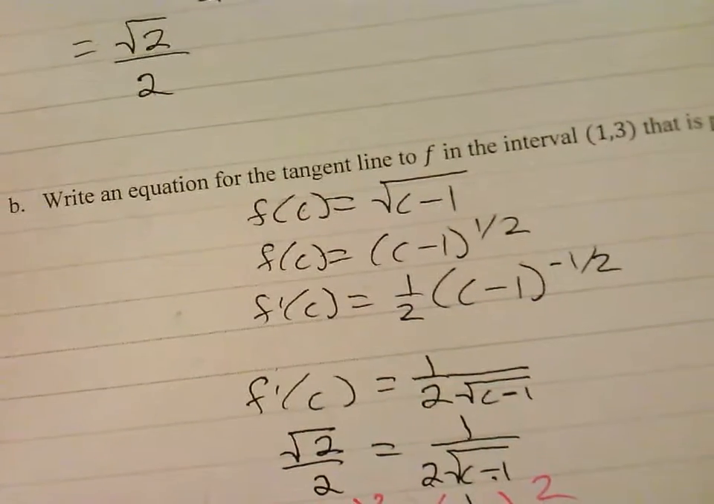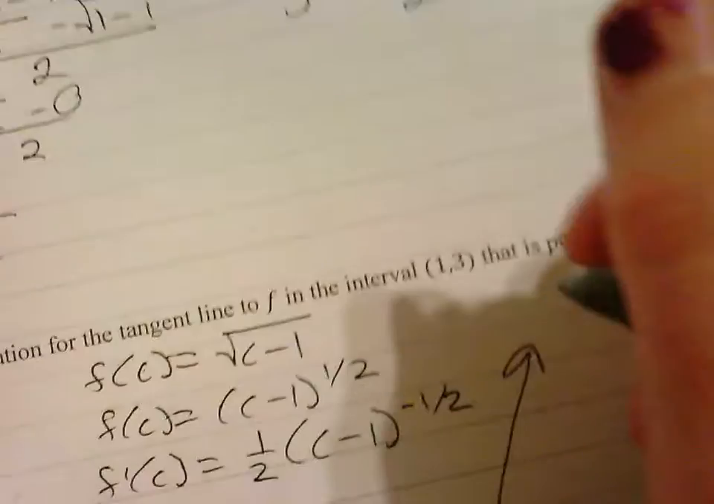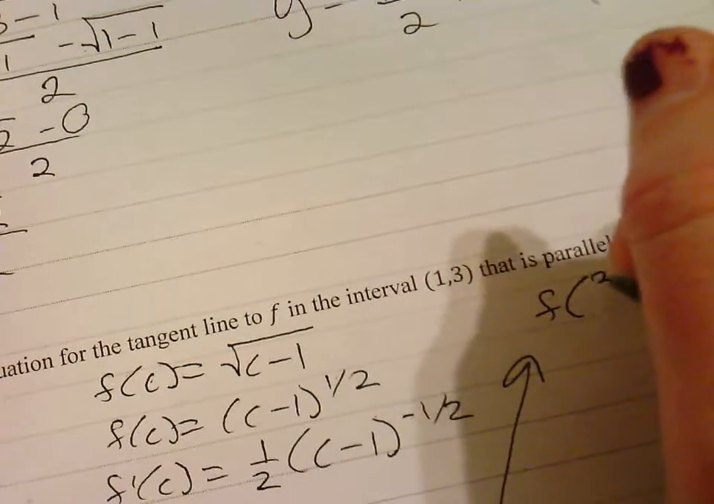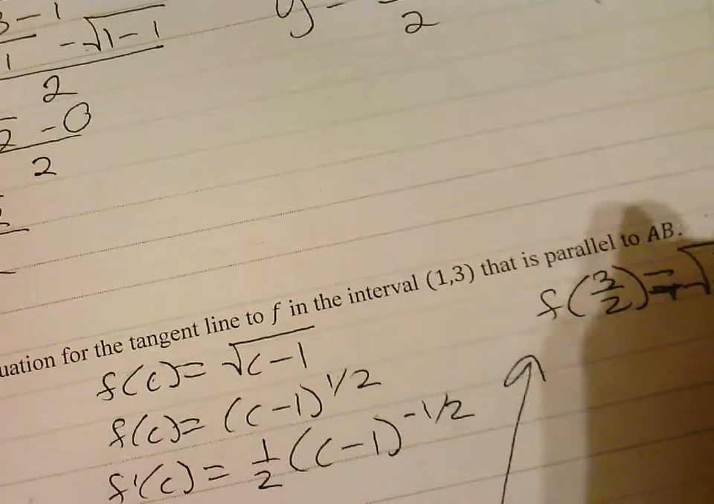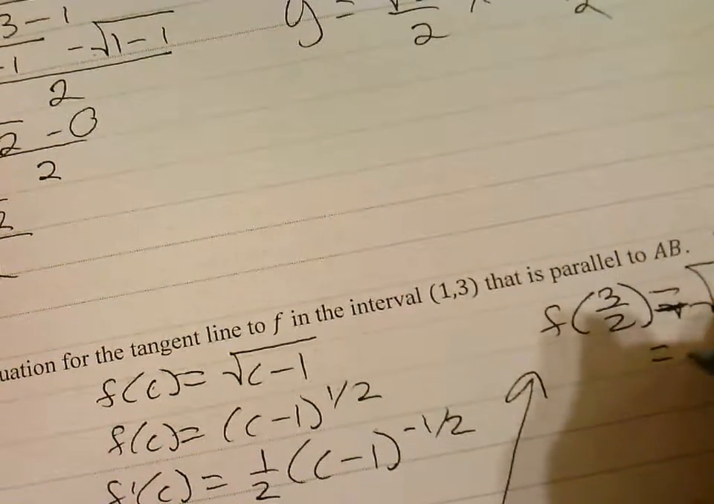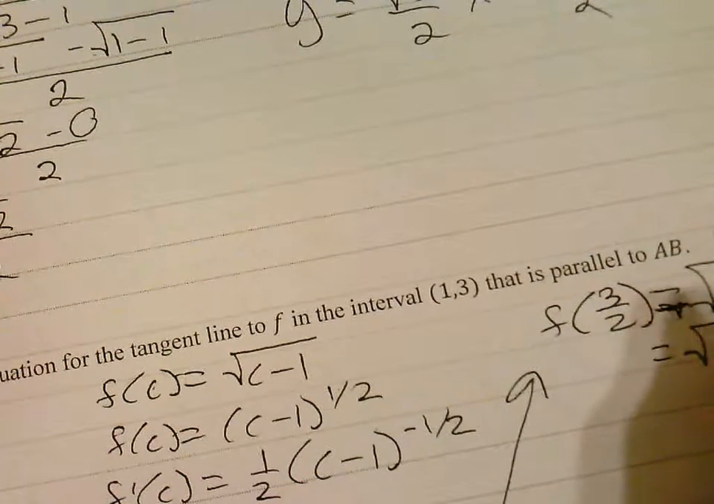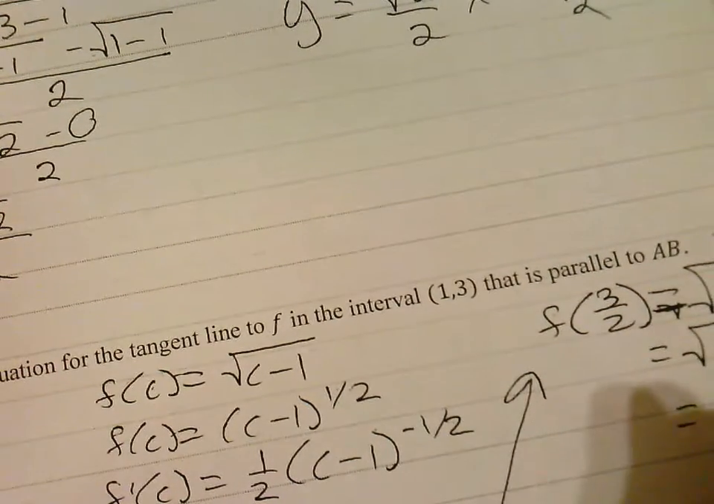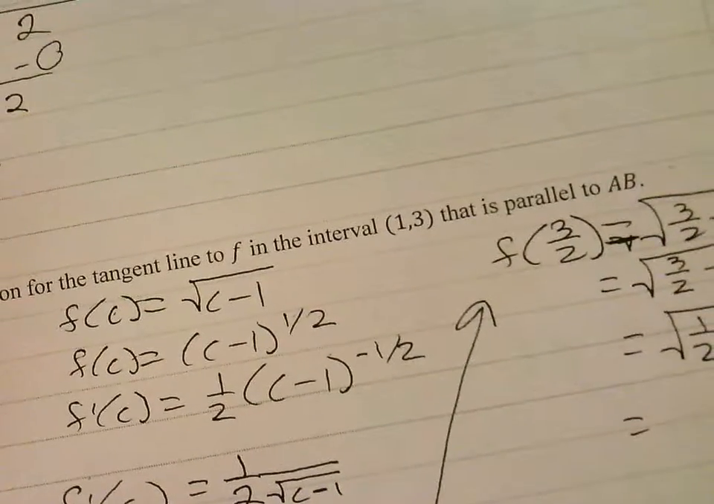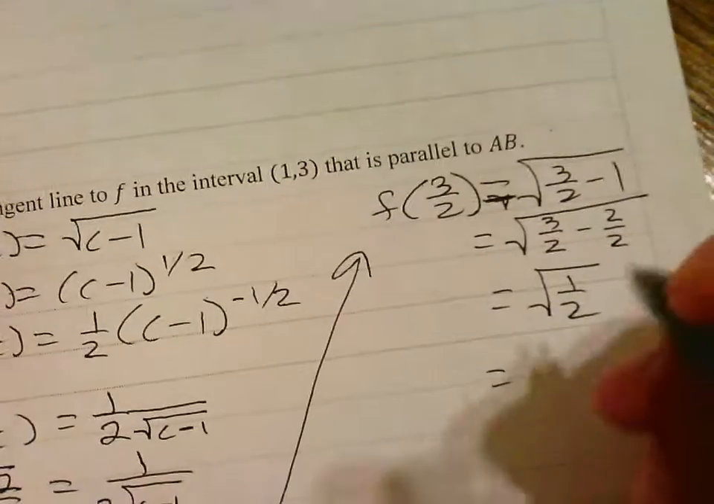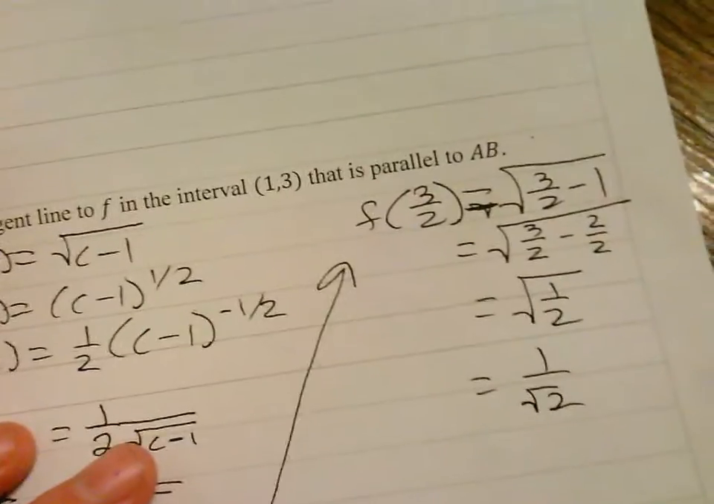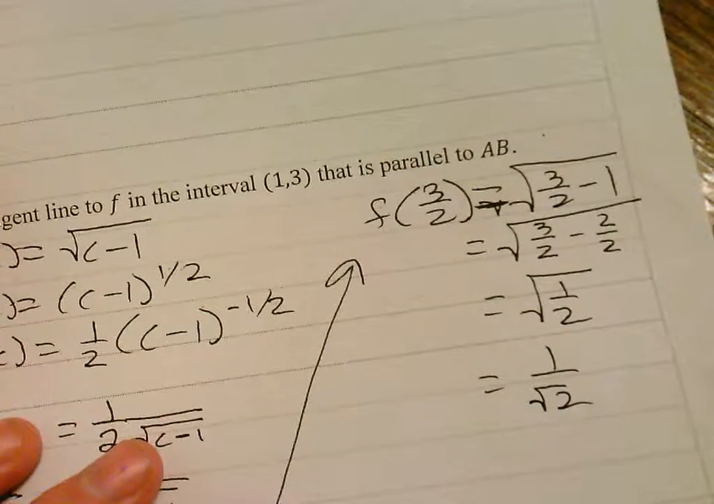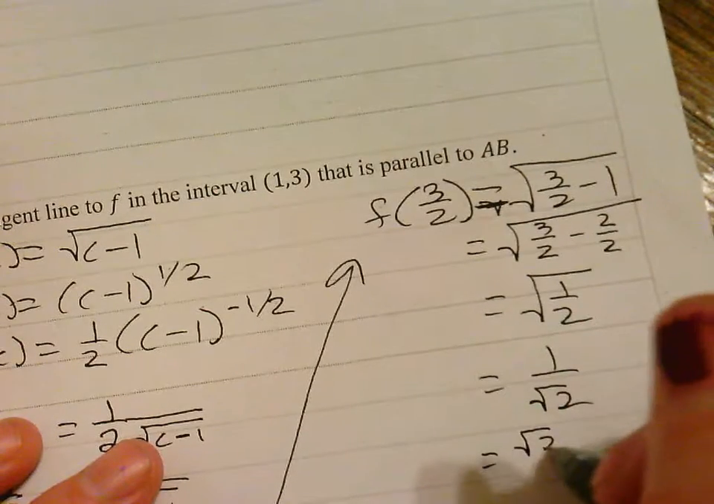And to find that, you do F of 3/2, which is going to be 3/2 minus 1, which is 3/2 minus 2 over 2, which is the square root of 1/2, which is going to be square root of 2 over 2. Because you have 1 over square root of 2. Rationalize the denominator by multiplying by square root of 2 over 2 on both sides. Okay?